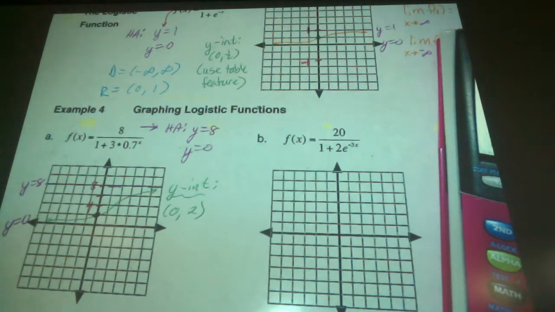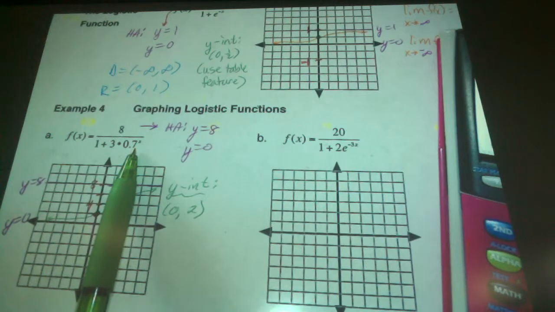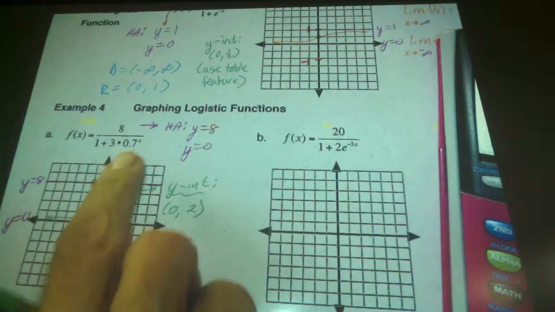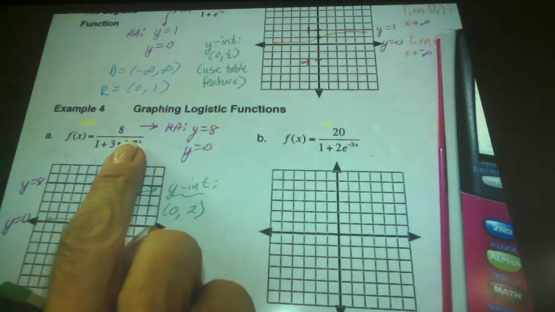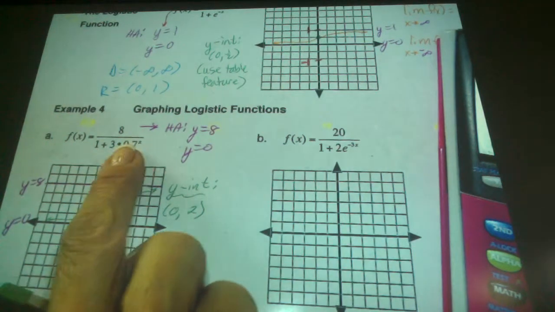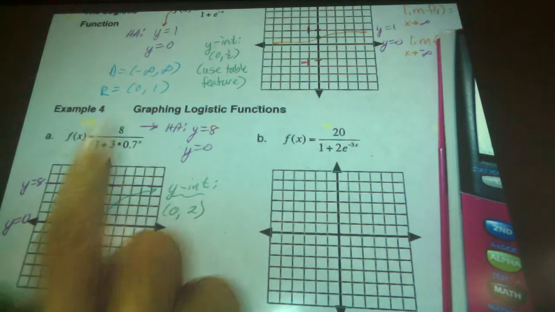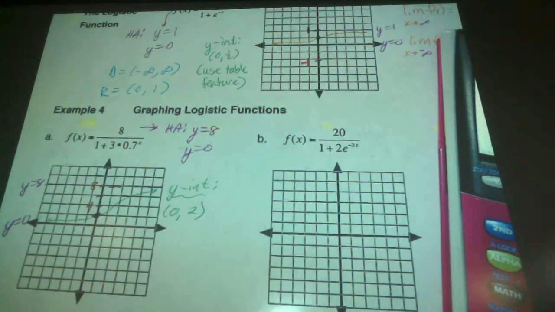Now, how can I get that asymptote without my calculator? What do I let x equal for y-intercept? Or I'm sorry, how could I find my y-intercept? What do I let x equal? 0. So does that whole base become 1? 0.7 to the 0 is 1. What's 1 times 3? 3 plus 1, 4. What's 8 divided by 4? 2. Couldn't you have found that without your calculator?